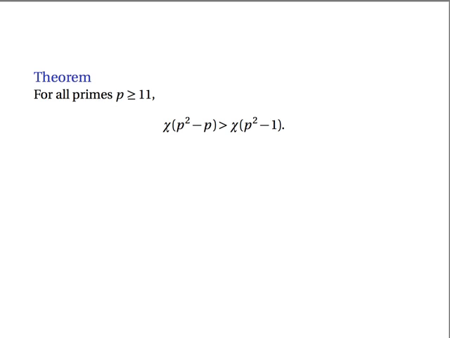As noted earlier, our main result is to show that for all primes p greater than or equal to 11, the clique number of p squared minus p is greater than the clique number of p squared minus 1. The argument breaks down into 3 cases. The first is where the clique number of p plus 1 is p plus 1. This only occurs when p is Mersenne.